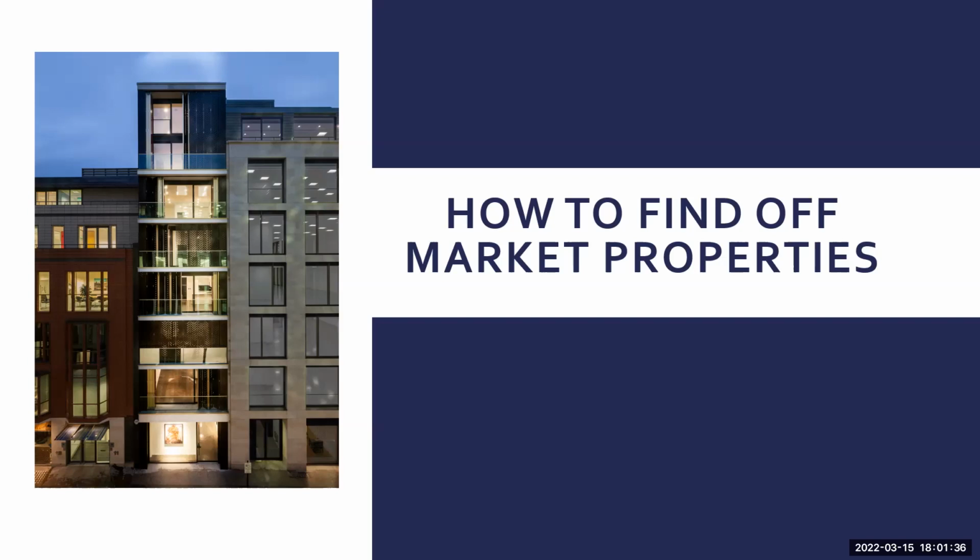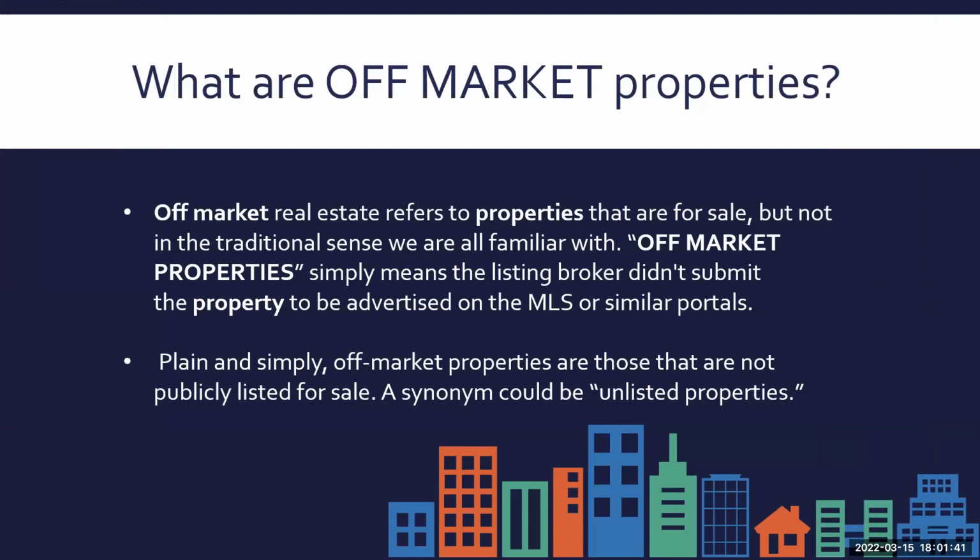So, how to find off-market properties. Off-market real estate refers to properties that are for sale, but not in the traditional sense. Basically, you run across a realtor who has a property that they haven't put on the MLS. That's what an off-market property is. They call it a pocket deal.